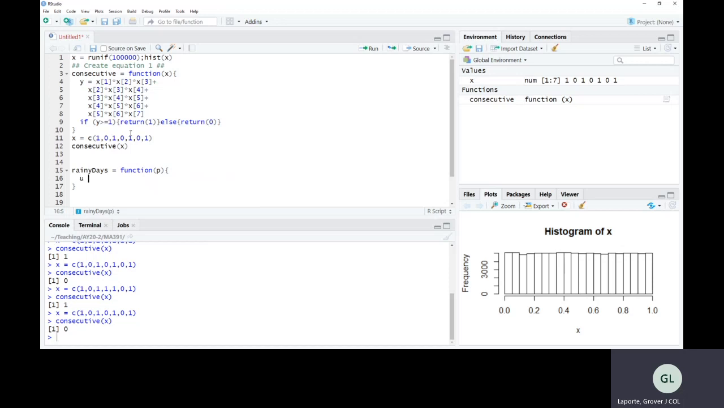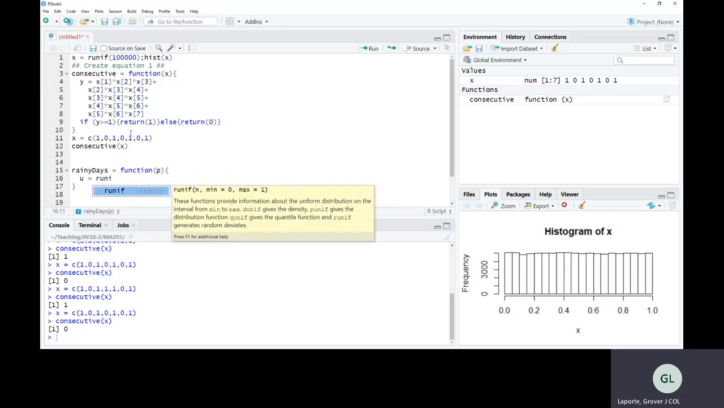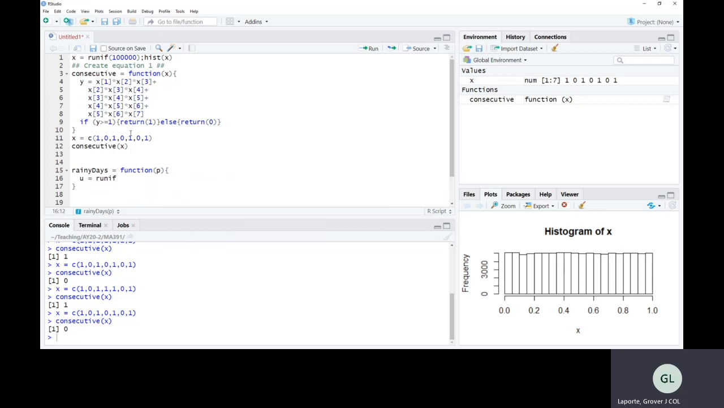So the first thing I'm going to do is let these uniform 0, 1 numbers. So U equals, oops, I forgot my equal sign. So run if, you can say it like that if you want, R uniform, random variable uniform, and then I'm going to let it be 7 days. And then we can print U. And then I want capital X.